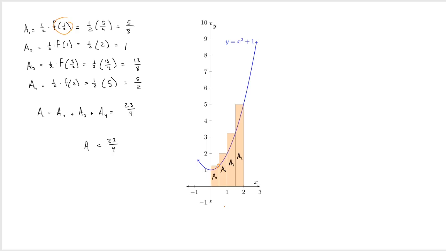And similarly, you compute the areas of each of the other three rectangles. And when you add them all together, you get 23/4. And so we have a new upper bound for the area. The area has to be less than 23/4, or 5 3/4. And hopefully you can see what's happening here. What's happening is the more rectangles we use, the better the approximation of the area is.